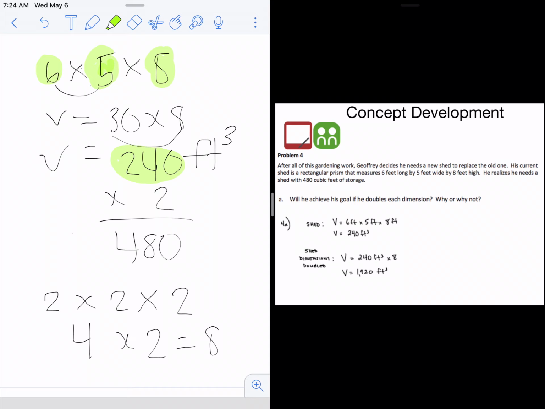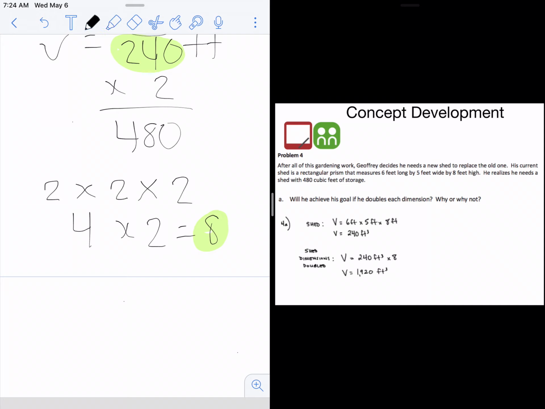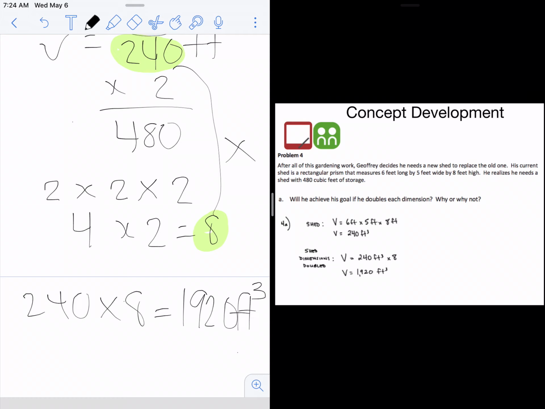So now we're going to take 240 and we're going to multiply it by 8 because we just doubled each dimension. So 240 times 8, which gives us 1,920 feet cubed. So, will he achieve his goal? If he doubles each dimension, he's going to get a total of 1,920 feet cubed. Yes, right? He's totally going to meet that goal because he only wanted 480.